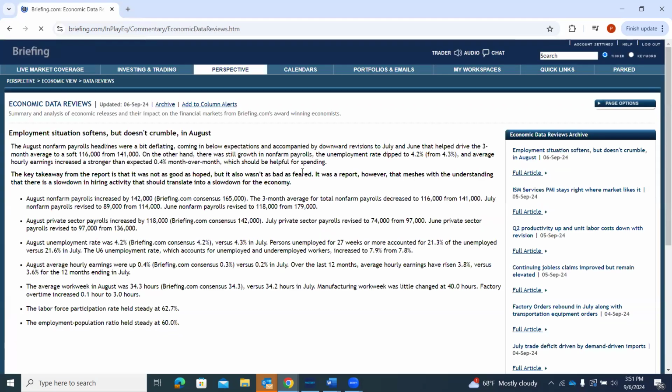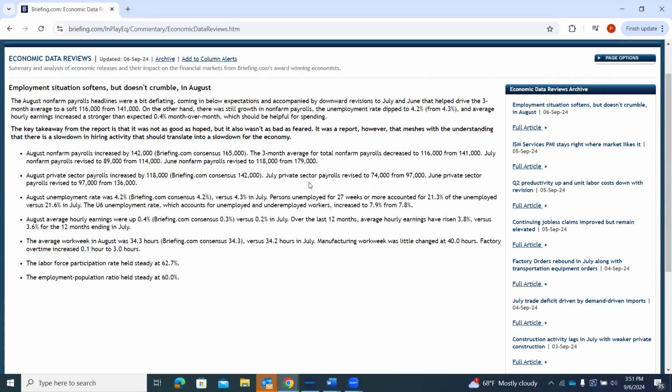In turn, we cover key economic releases on our data reviews page. The entries here are intended to be brief but informative, with perspective on how the economic data measured up to expectations and an easy-to-understand key takeaway from each release.